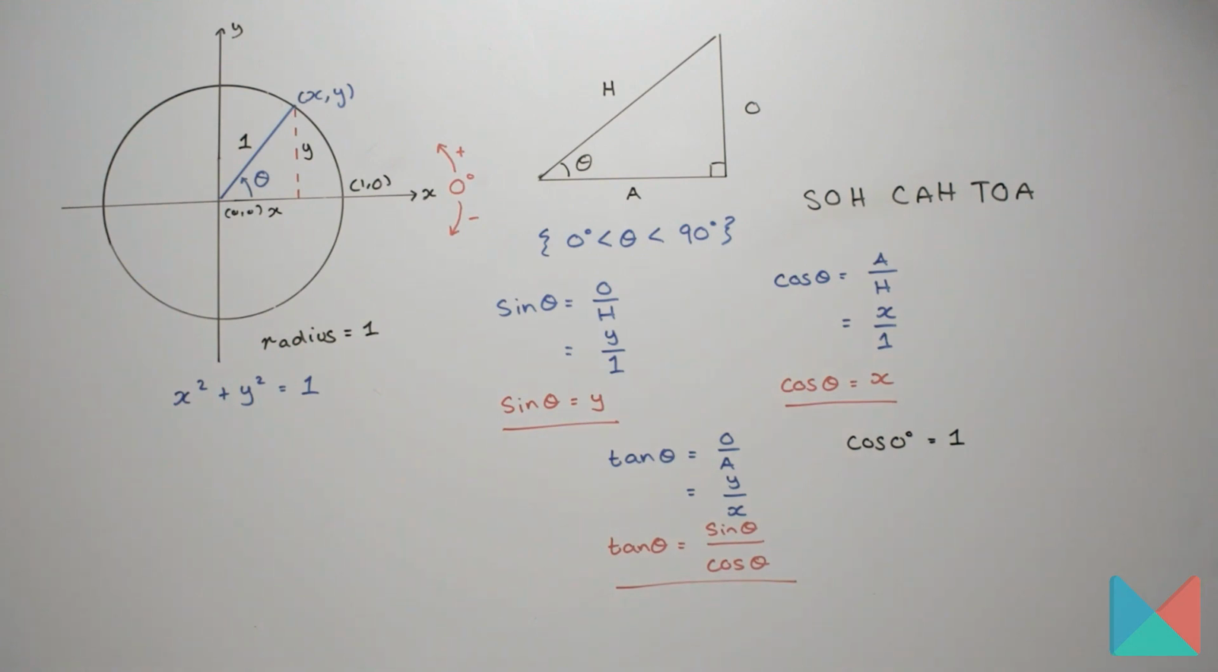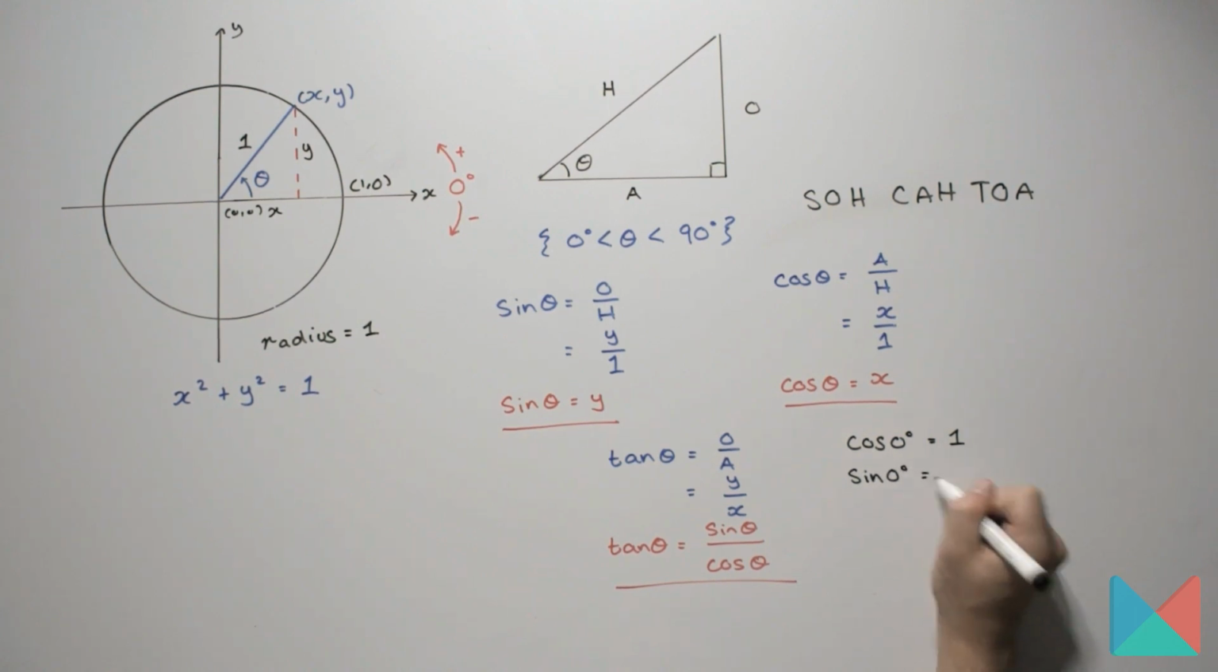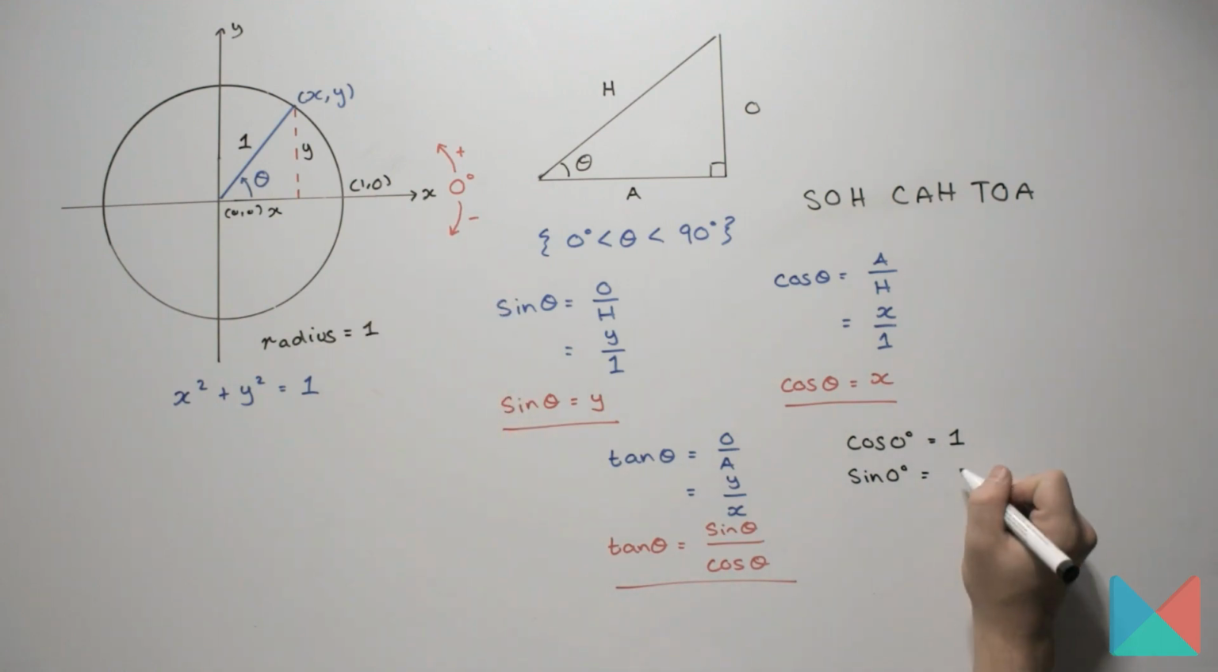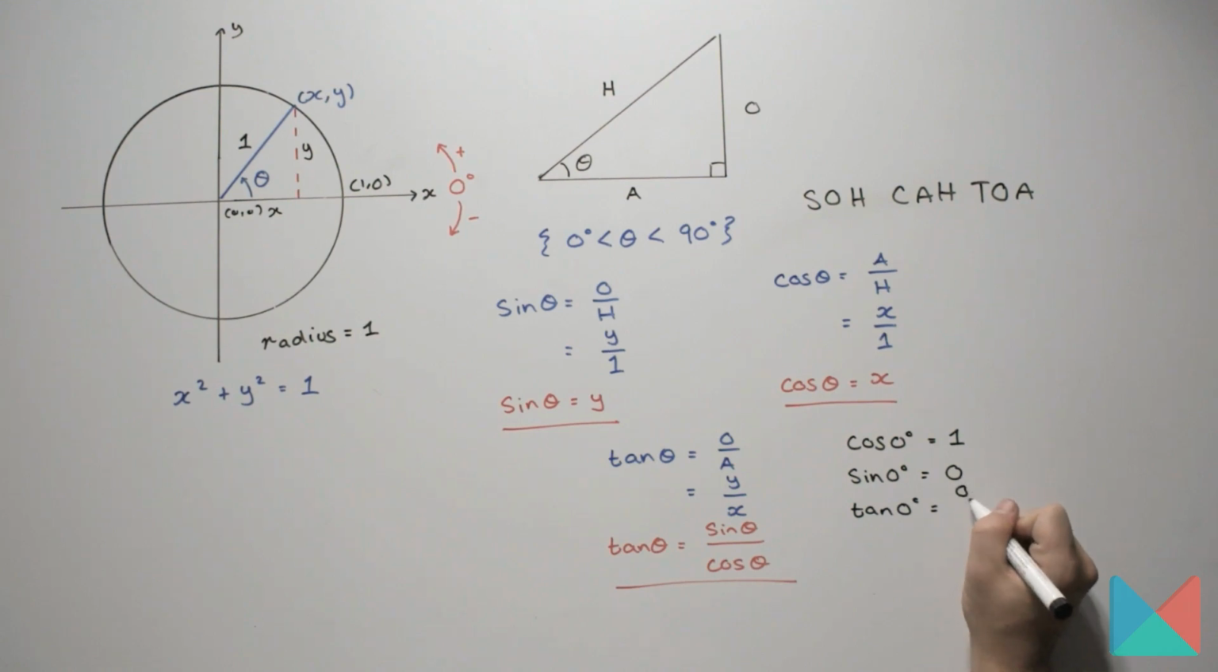And if I asked you what sine of 0 degrees is, well, that's equal to the y coordinate, and the y coordinate is 0. And so we have sine of 0 degrees is equal to 0. And tan of 0 is equal to sine of 0 divided by cos of 0, which is 0 divided by 1, which is 0. And so we know that tan of 0 degrees is equal to 0. So it's that simple. Now let's test some other cases.